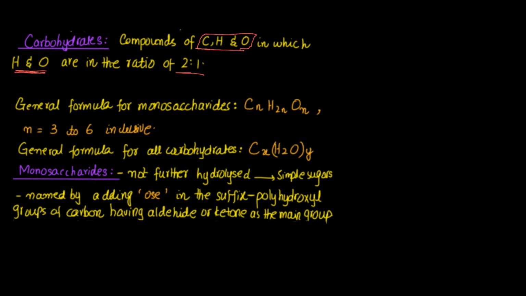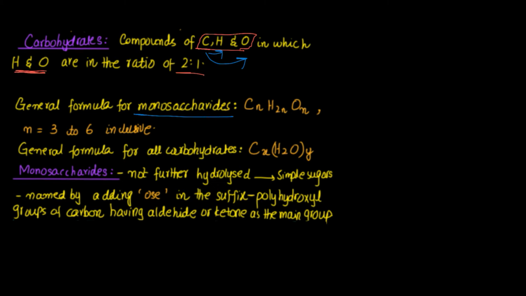Now, this also suggests that we do not have a fixed ratio of carbon to oxygen or carbon to hydrogen for carbohydrates. We have different relationships of carbon with hydrogen and oxygen in different carbohydrates, as we will see later on. Now let's start with the first type of carbohydrates, which are monosaccharides.